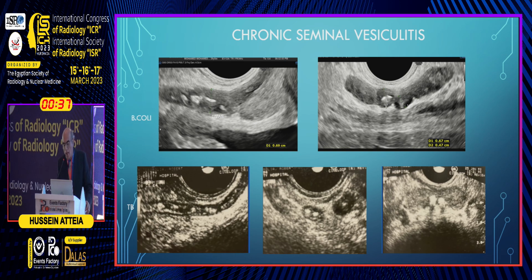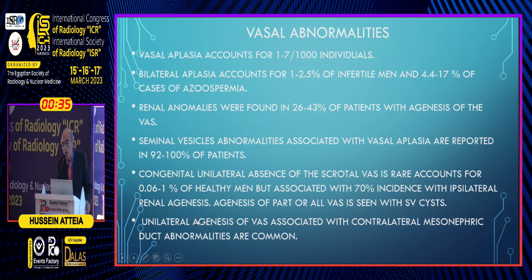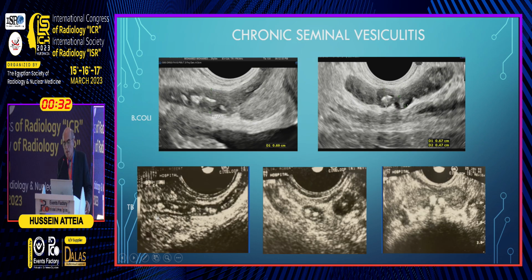There you go. And this is calcification of the ductus deferens. You see all the calcifications, this by TB. And this is the vas deferens, bilateral calcifications, and this is dense calcifications and occlusion of both ejaculatory ducts.